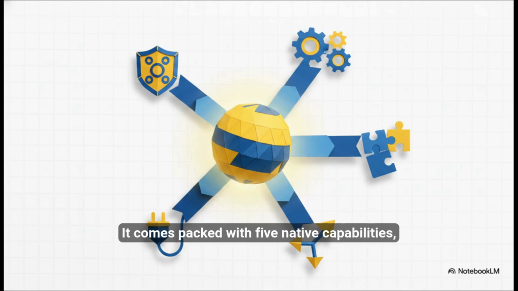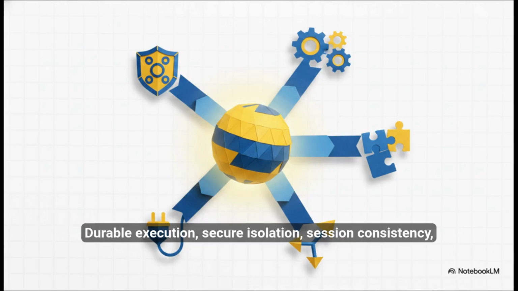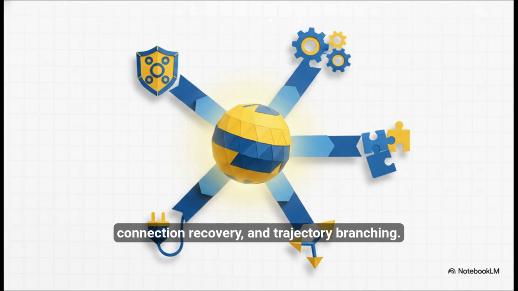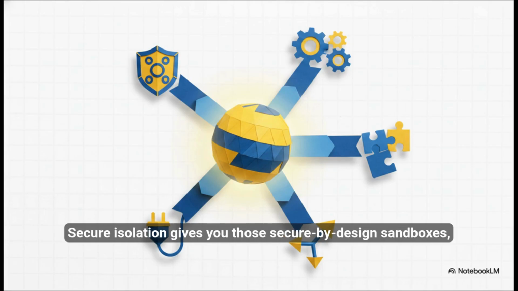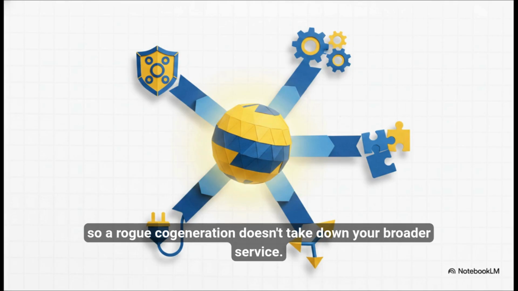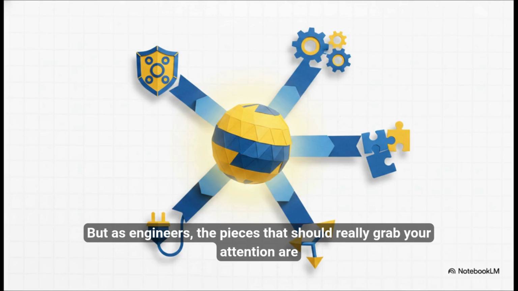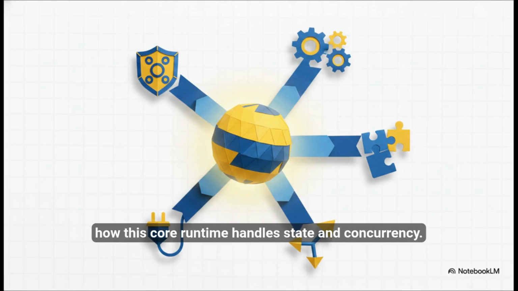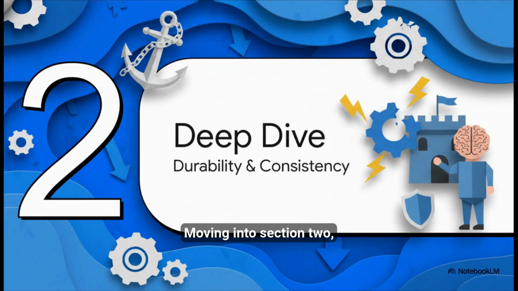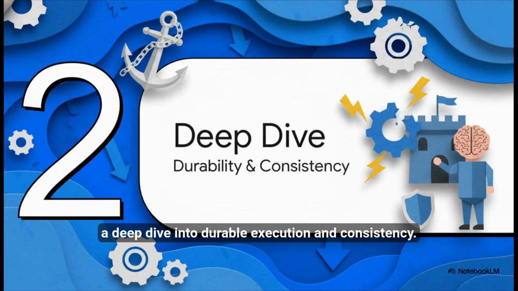It comes packed with 5 native capabilities designed specifically to tame production chaos: durable execution, secure isolation, session consistency, connection recovery, and trajectory branching. Secure isolation gives you those secure-by-design sandboxes so a rogue code generation doesn't take down your broader service. But as engineers, the pieces that should really grab your attention are how this core runtime handles state and concurrency. Moving into Section 2, a deep dive into durable execution and consistency.